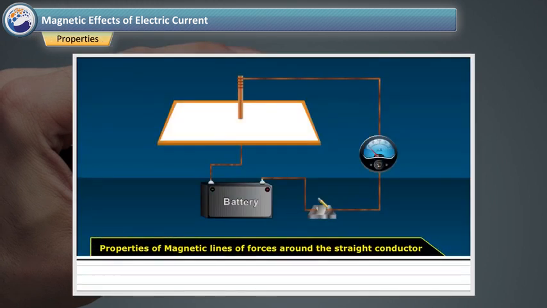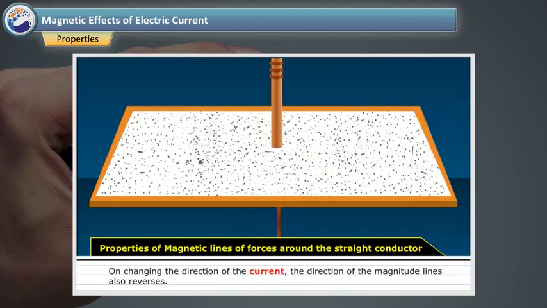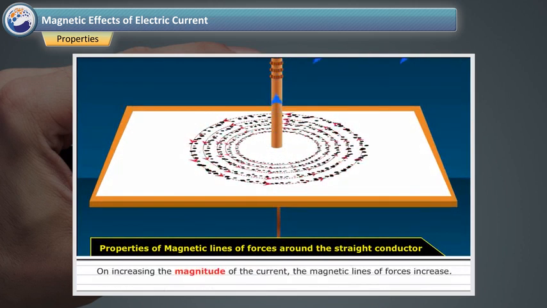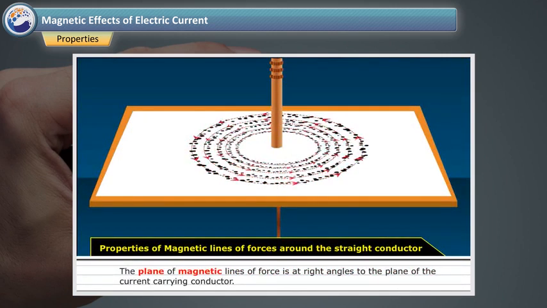Properties of magnetic lines of force around the straight conductor. Number 1. The magnetic lines of force are in the form of concentric circles near the conductor. Number 2. On changing the direction of the current, the direction of the magnetic lines also reverses. Number 3. On increasing the magnitude of the current, the magnetic lines of force increase. Number 4. The plane of magnetic lines of force is at right angle to the plane of the current-carrying conductor.